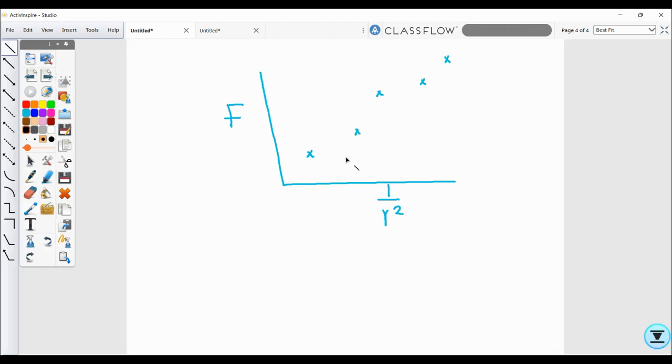Then you're going to do your line of best fit. If 0 makes sense, draw it through 0. Can there be a force if there's no distance? No. Okay, so 0 makes logical sense. Then you can draw it through 0.